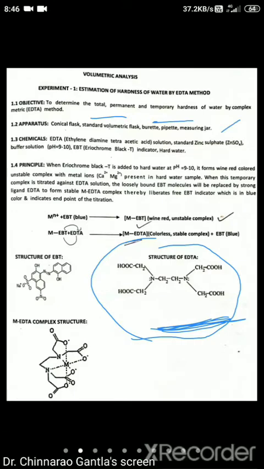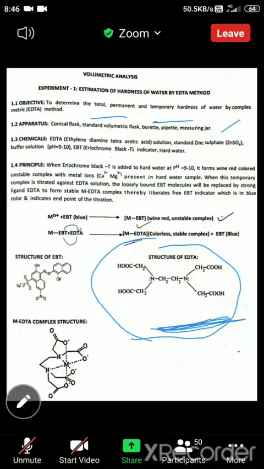We should take some apparatus: conical flask, standard volumetric flask, burette, pipette, and measuring jar. Do you know conical flask? It is like a beaker. These apparatus are required for this experiment.